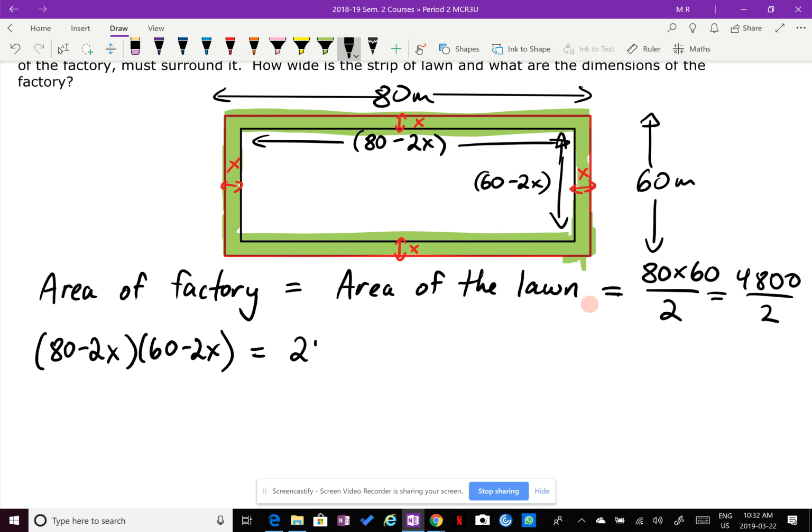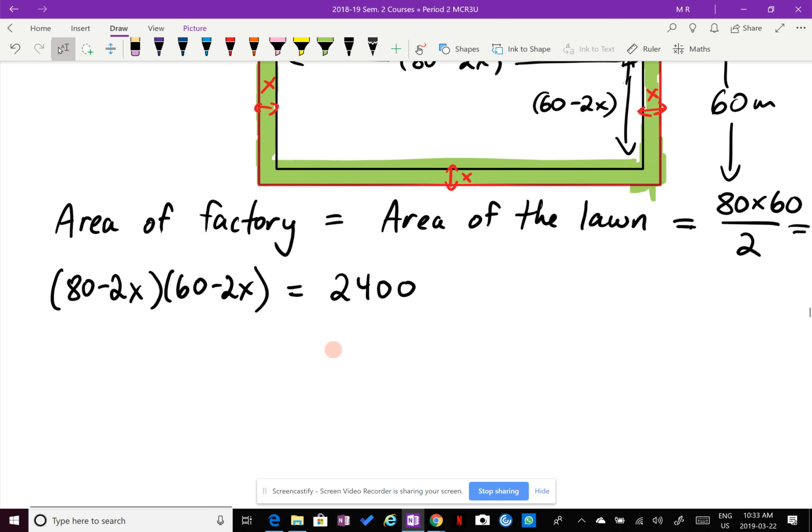So the area of my factory has to be 2,400, which is equal to the area of the lawn, which is 2,400, for a total area of 4,800. Okay, this is the only number that can make it so that the area of the factory equals the area of the lawn, and you're using up the entire lot. Okay, so that is the number we're going to use. So that helps us create our equation. And this is the equation. We have something on the left, something on the right, set equal to each other. So we're going to solve for x.